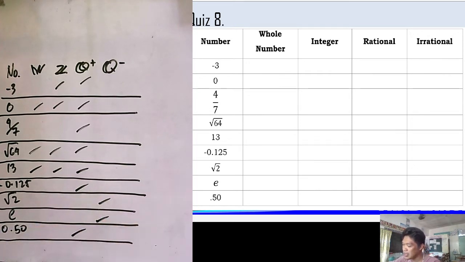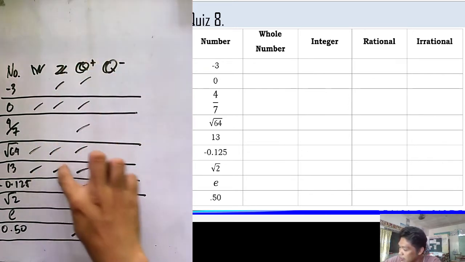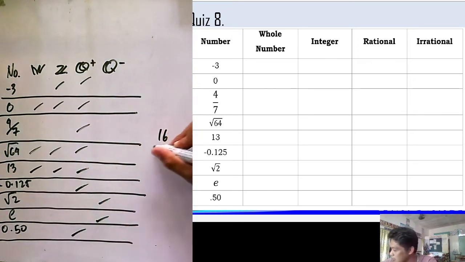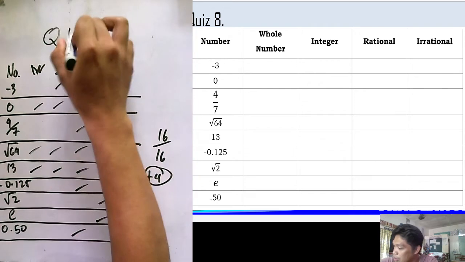Okay? How are we going to count the scores? Let us count. 1, 2, 3, 4, 5, 6, 7, 8, 9, 10, 11, 12, 13, 14, 15, 16. The total score is 16 over 16 plus 4 na lang po para matotal of 20 over 20 for our quiz number 8.